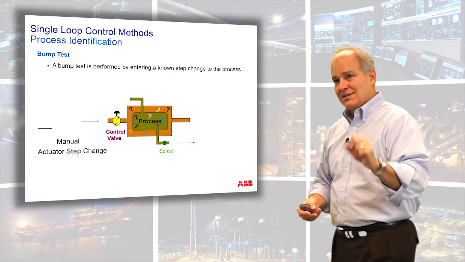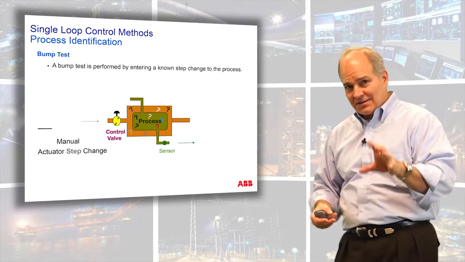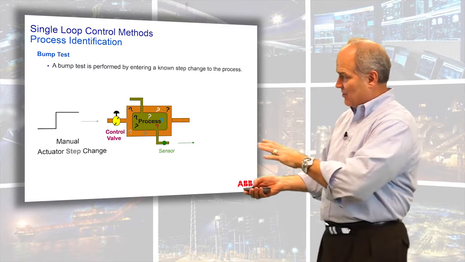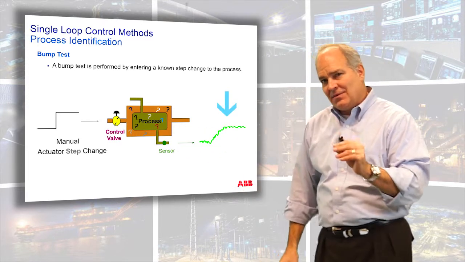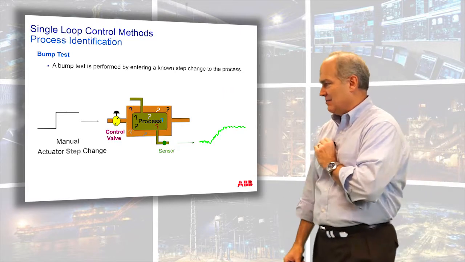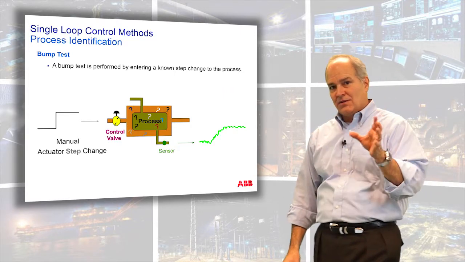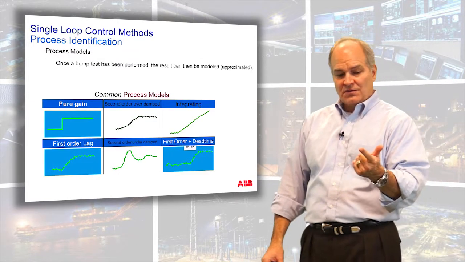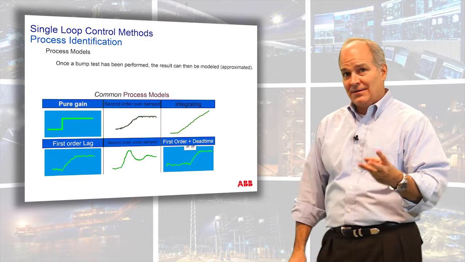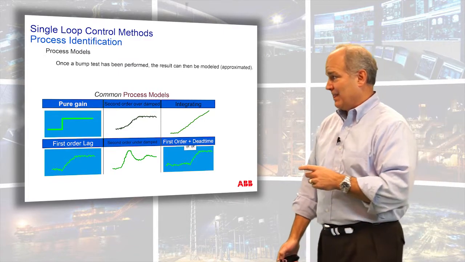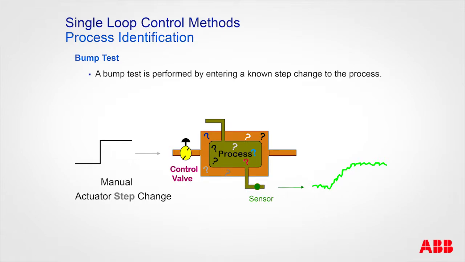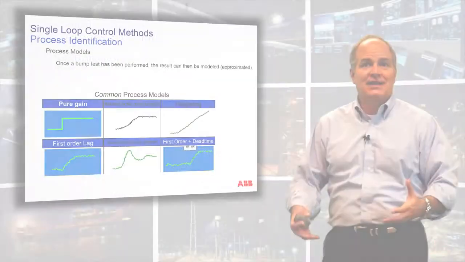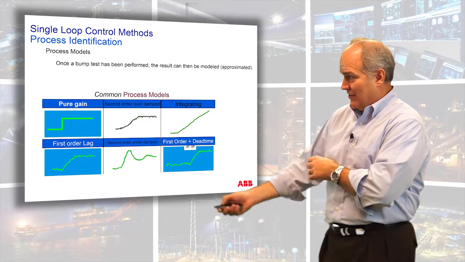So now we understand our process, we've talked to the operator, and we've injected energy. Now here's what we're saying: I injected energy, and then we've recorded this change. Do you remember from the last session what classification this is? Remember we said there were 6 classifications that all loops fell into. There's pure gain, first order, second order overdamped, second order underdamped, integrating, and first order plus dead time. I've included that picture here for you. Which one of these pictures best matches this? What type of process is it? What's the classification? Well, it's a first order lag.